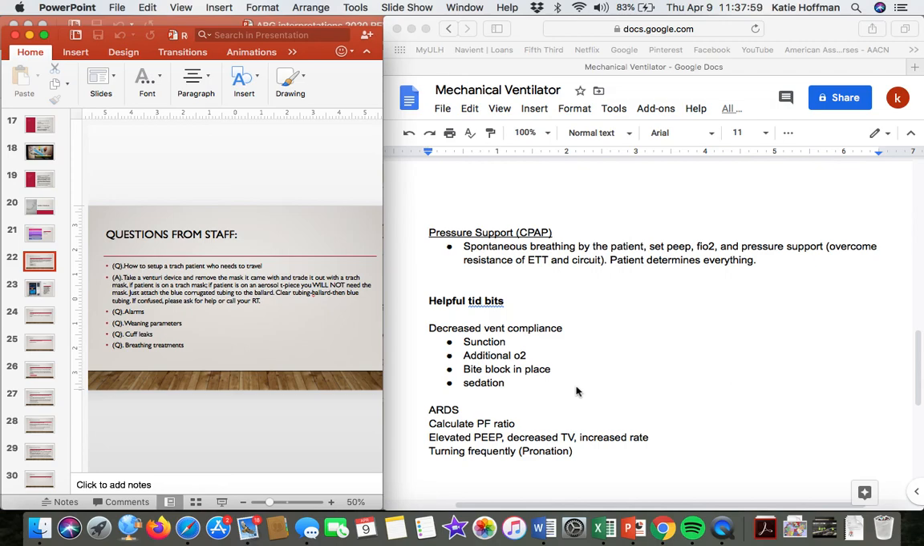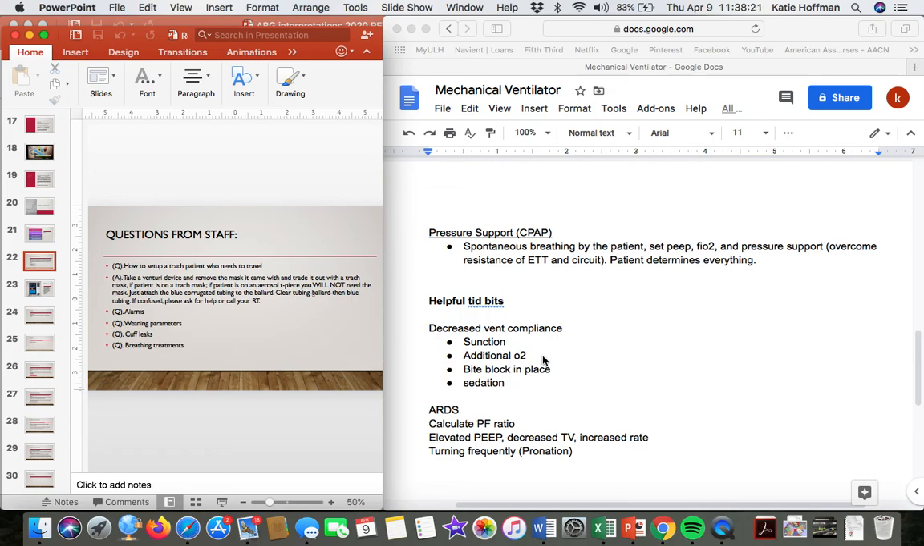So initially I just troubleshoot all the tubing and make sure everything's connected. Then I suction. If you have any kind of occlusion in your circuit, it'll give you a high level alarm. If the patient has a mucus plug, or just mucus in general, or a clot, any kind of occlusion will give you a high level alarm. So suction your patient and see if that helps.